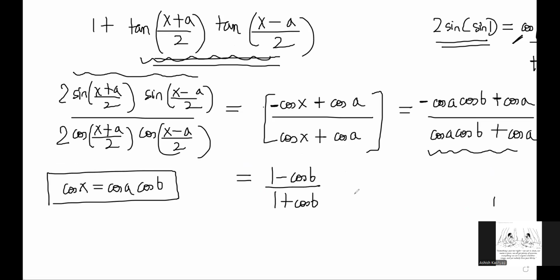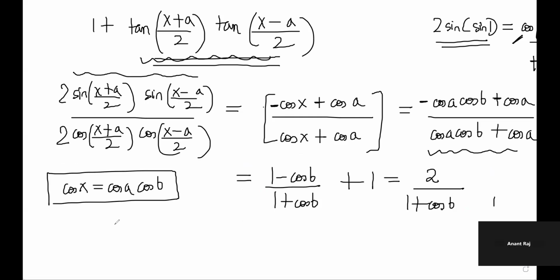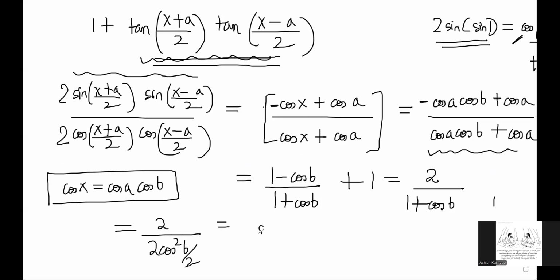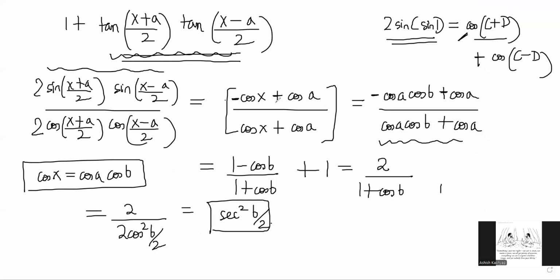Correct? Yes. Then at last, 2 by 1 plus cos b will remain, then in that you are getting 1 plus cos b as this, 2 cos square b by 2, then from there, right? And this will become sec square b by 2. So basically, you are able to get that the left hand side of the identity that you are supposed to prove is becoming the right hand side if you use the condition that cos x is equal to cos a cos b, right?